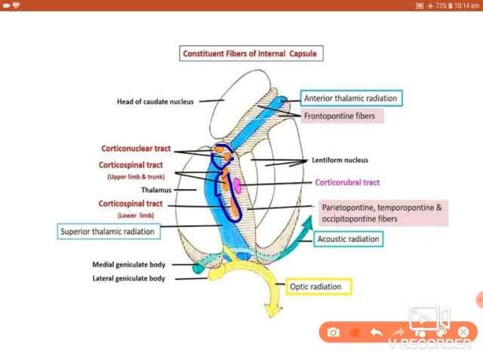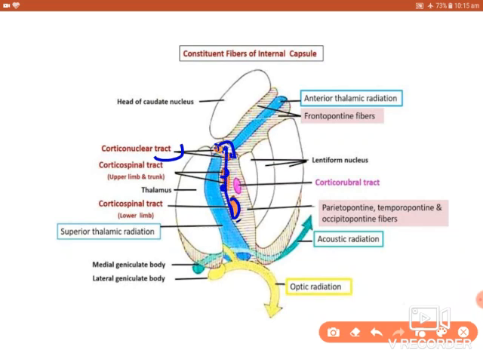These corticonuclear fibers synapse with the contralateral motor nuclei of the cranial nerves which innervate the head and neck muscles. Here you can see these are the corticonuclear fibers which form the corticonuclear tract which innervates the muscles of the head and neck. Then the corticospinal fibers innervate the muscles of the upper limb, trunk, then the lower limb. That is the corticospinal fibers which synapse with the anterior horn cells of the opposite half of the spinal cord.